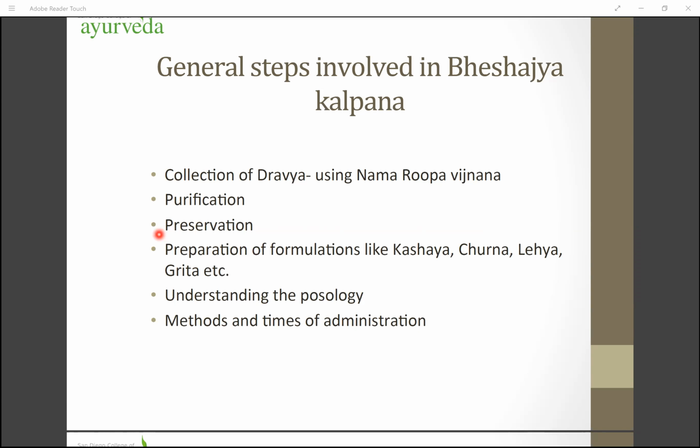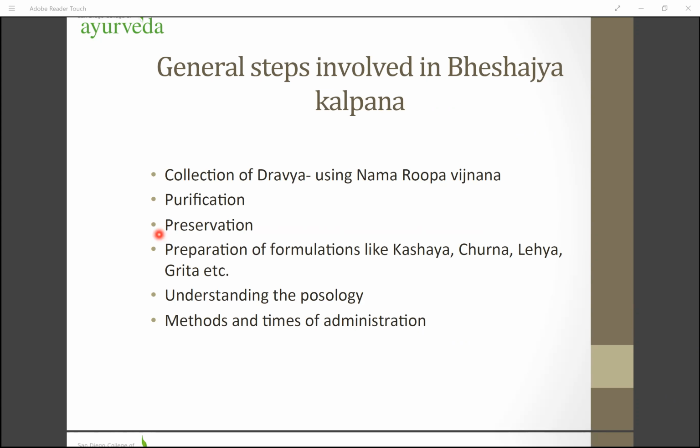Now, if I'm going to dry whatever I've collected, then I need to keep it under the sun, make sure that all the moisture is absorbed, and when it is ready to be powdered, I can powder it and store it in an airtight glass jar, where I have to make sure that my dravya is free from contamination, free from insects, and free from external air, sun, and water, and so on, right? So that would be my preservation.